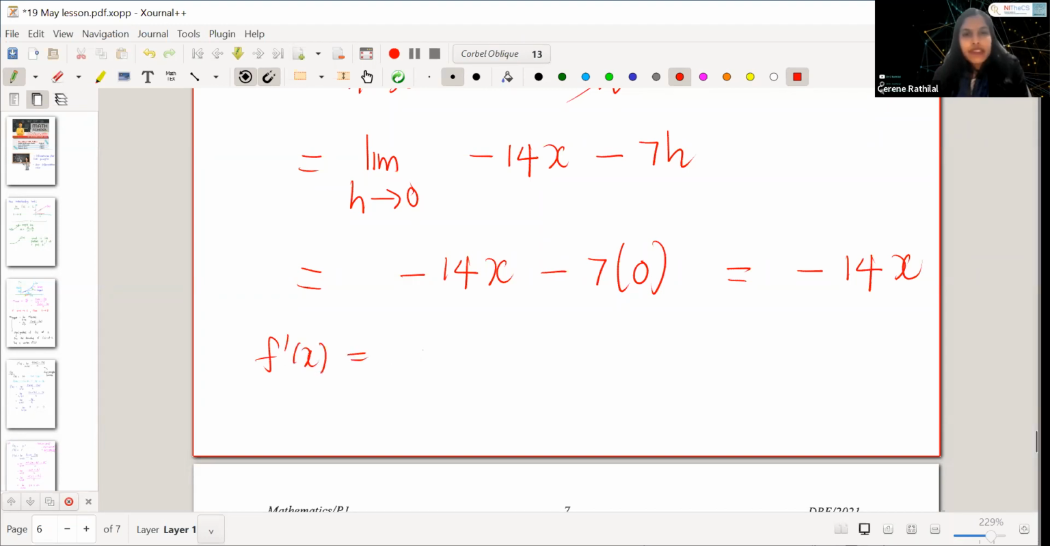So essentially what this is telling us when we arrive at things like this is that the slope of f at a point x is equal to negative 14x. So for any x value that you substitute in, you would be able to determine the slope of the function f at that given x. So if I wanted to know what is the slope at x equals 2, then you would be able to tell me. Let me write it like that.